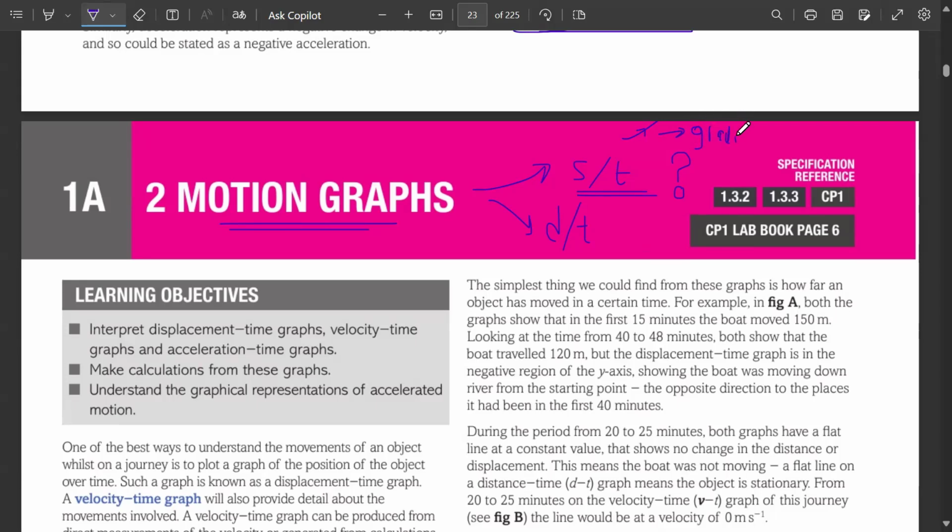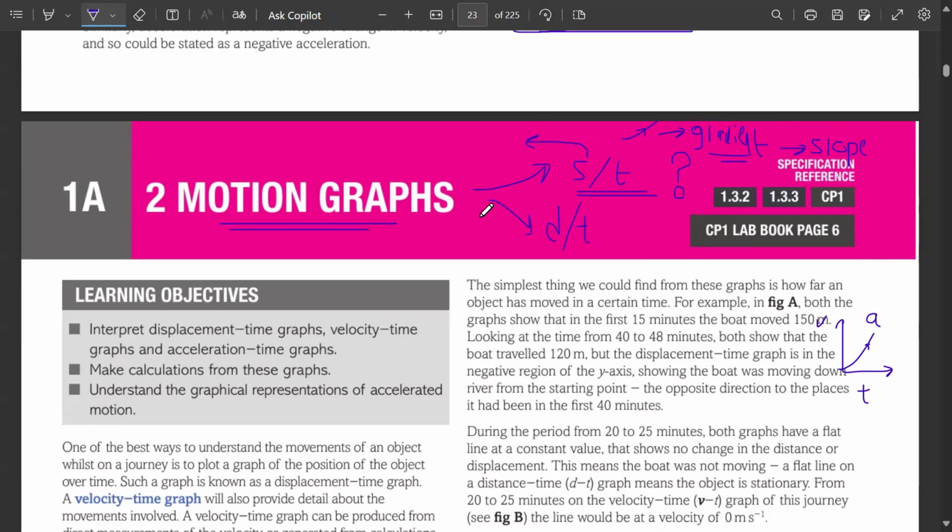Got it? Okay. Remember the slope. Look at this. This was a graph, right? This is a speed time graph. The gradient of the speed time graph is going to give us acceleration. What else information can we get from a speed time graph?